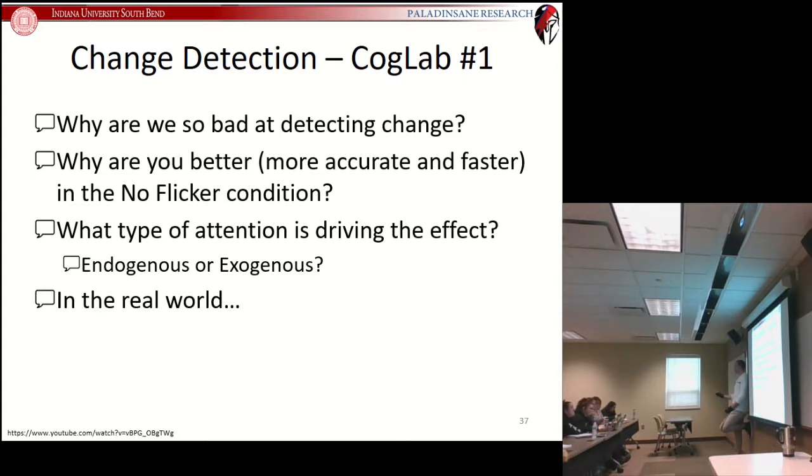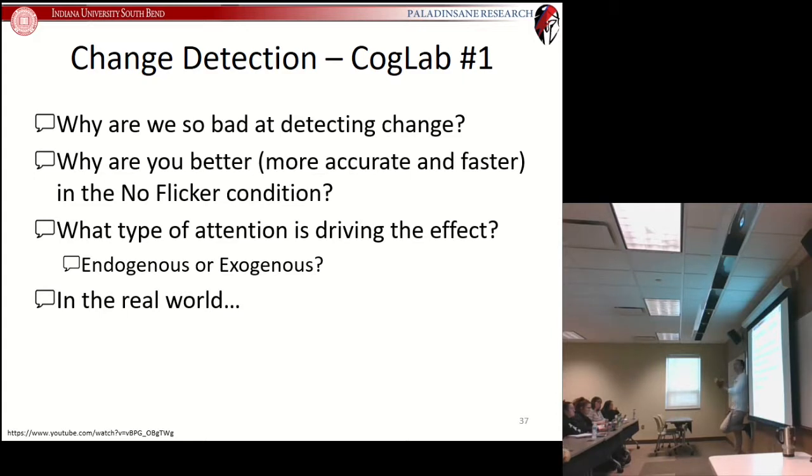Endogenous control. Exactly. So most of you probably realized that when you were looking for that change in the flicker condition, you had to enact some sort of strategy. You had to drive yourself to say, all right, is it the boat? No, it's not the boat. Is it this person? No, it's not this person. Is it this dog? No. Is it this cloud? No. Is it this light? Yes, it is.